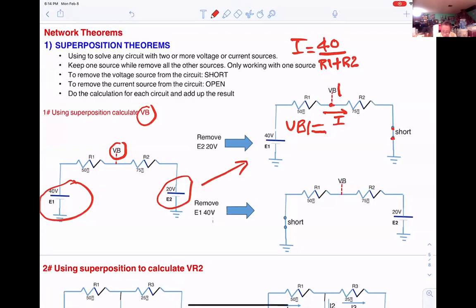VB means the voltage from B to the ground. So VB equals I times R2. However, I said you can use the voltage divider law. So VB1 will be 40 times R2 divided by R1 plus R2.